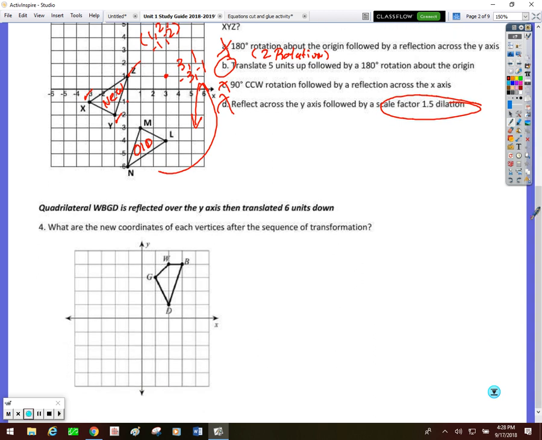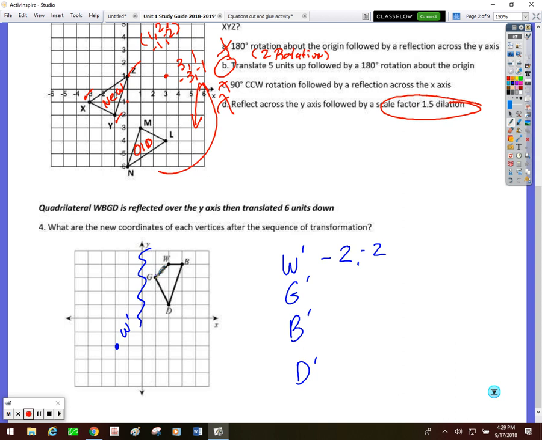Quadrilateral WBGD is reflected over the y-axis and then translated 6 units down. Okay, so I'm going to do this in one step. I'm going to reflect first, then I'm going to count down. It's going to say what are the new coordinates. So what I'm looking for are W prime, G prime, B prime, and D prime. All right, so if I do W first, if I reflect, remember it's just counting. 1, 2, 1, 2. And then we're going to translate 6 units down. 1, 2, 3, 4, 5, 6. Well, there is W prime, and that coordinate is negative 2, negative 2.